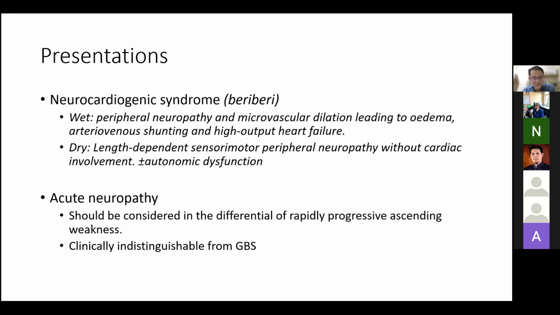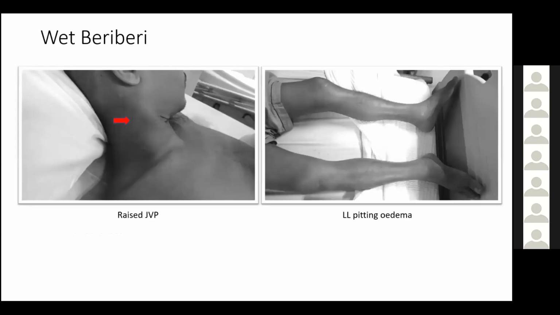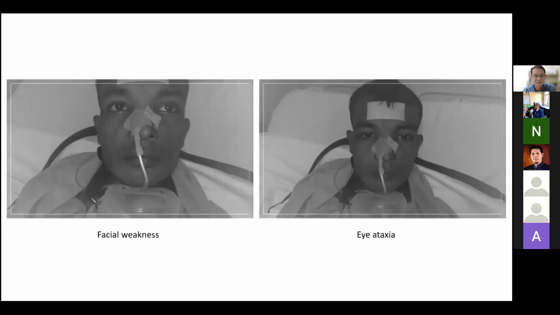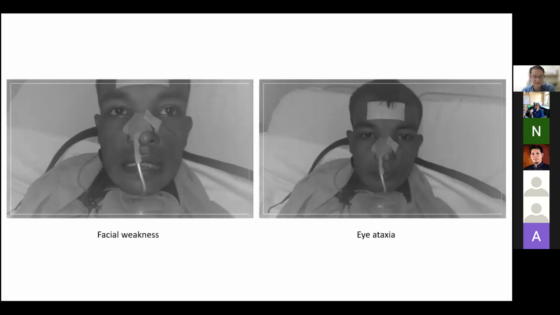Weight loss and emaciation are the distinguishing features between this kind of presentation and Guillain-Barré syndrome. Of course, this patient also has wet beriberi, with high output cardiac failure, which you do not see in a patient with Guillain-Barré syndrome. You can see the elevated JVP, pitting edema in the lower limbs, and facial weakness.